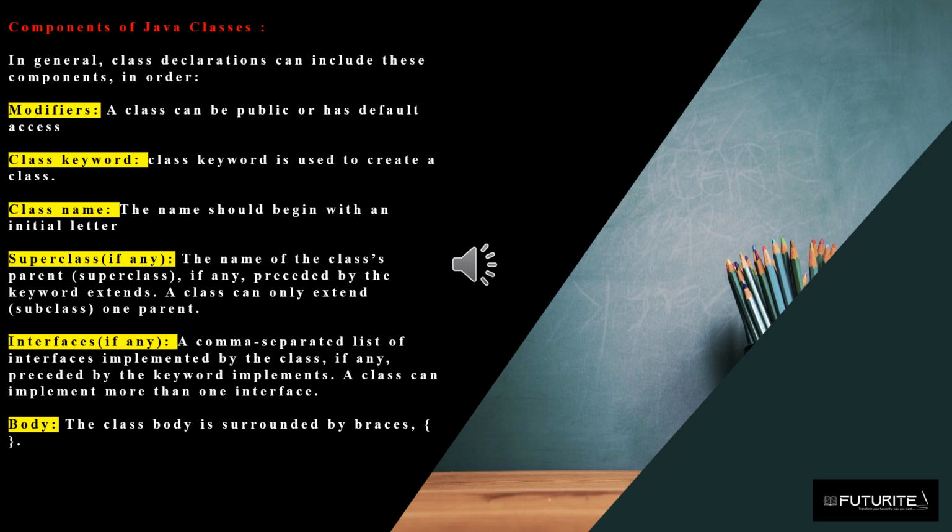Now, superclass, if any. This is what you need to understand. Superclass means the name of the parent class, if any, preceded by the keyword extends. A class can only extend one parent. This definitely we will come to later. But remember one thing, as I have already explained in my blog on inheritance, study that very carefully, because that will help you understand the concept of a superclass or parent class and a subclass or child class. Okay, so whenever there is the keyword extends, the parent class is known as the superclass, which means the child class is inheriting the properties of the parent class by the keyword extends.